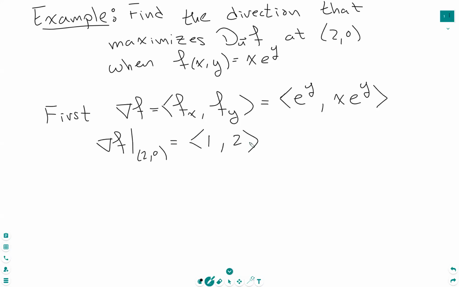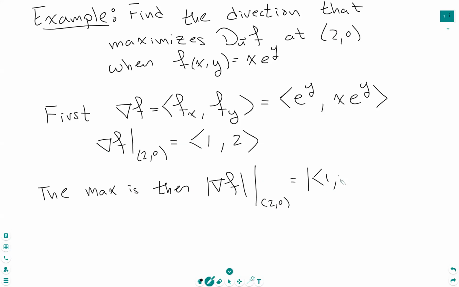We go in the direction of the gradient. We could also ask ourselves, what is that maximum? And for that, we would just need to calculate the magnitude of the gradient. So the max is then the magnitude of the gradient at (2, 0), which would be the magnitude of (1, 2), or √5.